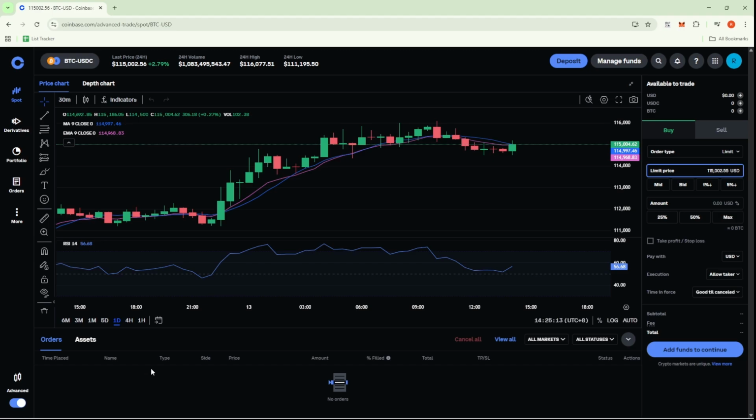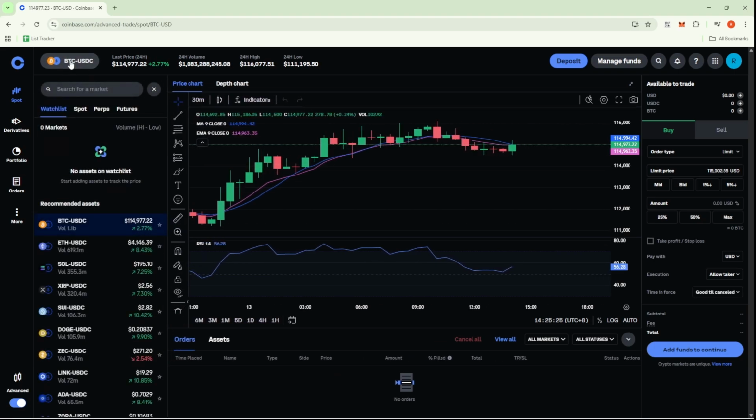First, open Coinbase Advanced on the app or website and select a trading pair like BTC or USD, which is a great choice for beginners. Next, choose a time frame that matches your trading style. Shorter time frames are useful for quick trades, while longer ones help you spot bigger trends.